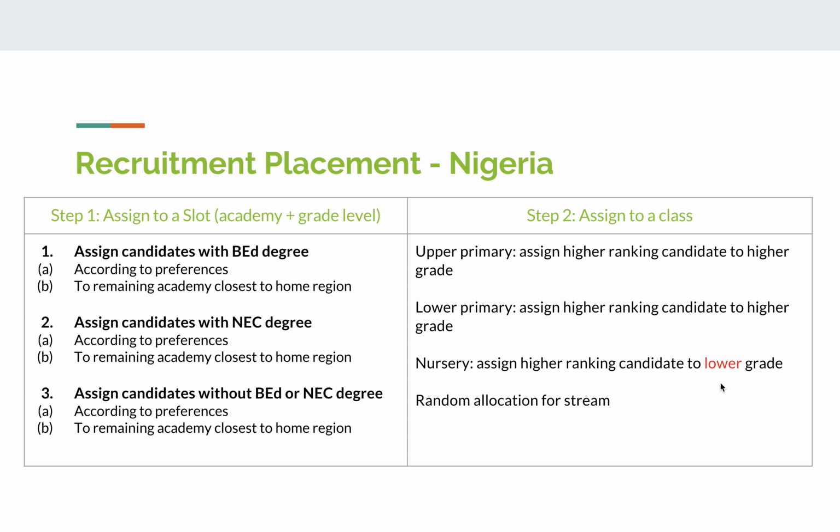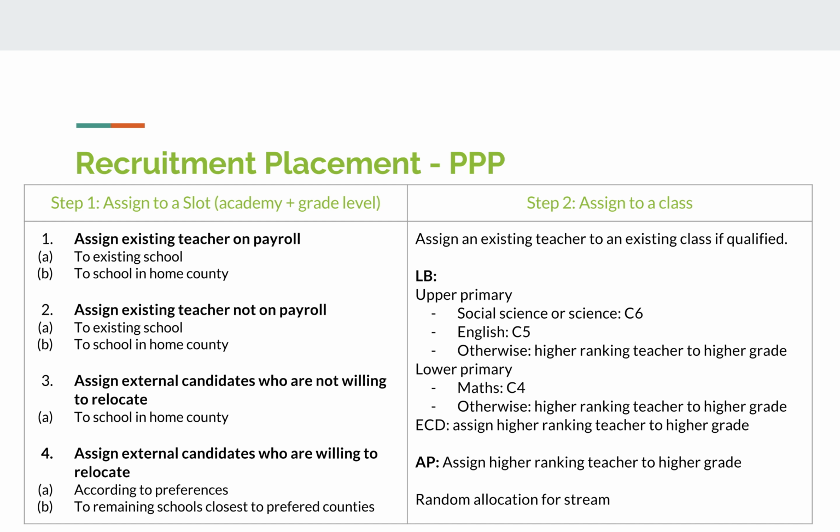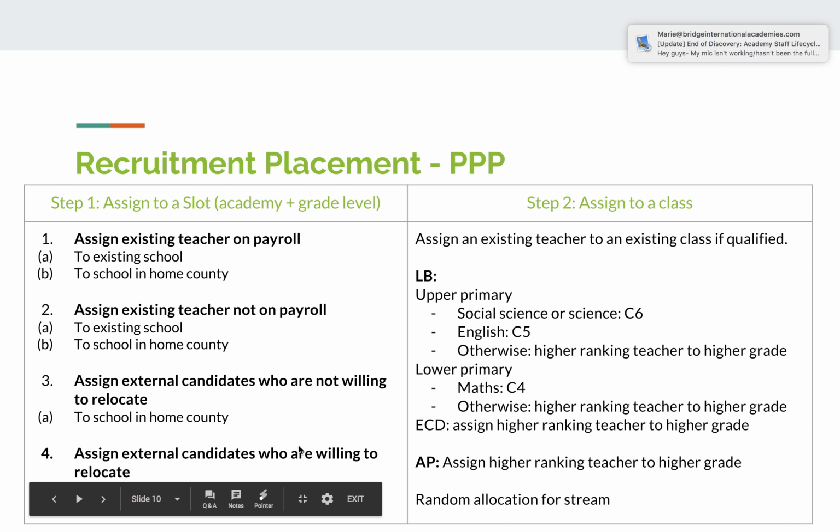Okay, so at the end I will also list these as questions that we want to finalize by, for example, next week. And this is in PPP. The priority of candidates we look at is existing teachers who are on payroll, existing teachers who are not on payroll, assign them first, and then external candidates who are not willing to relocate, and external candidates who are willing to relocate.